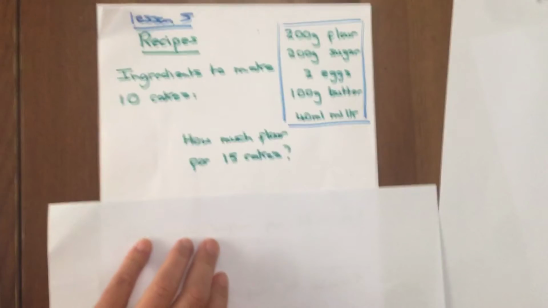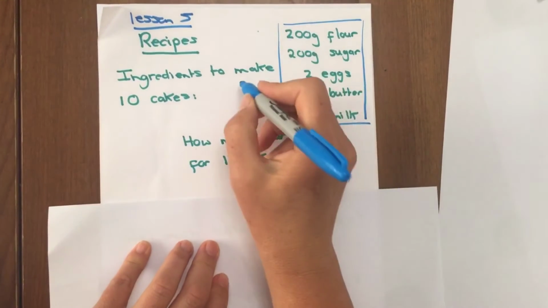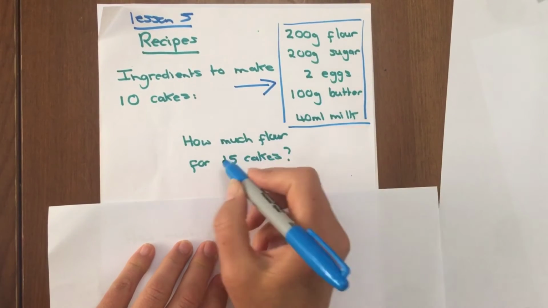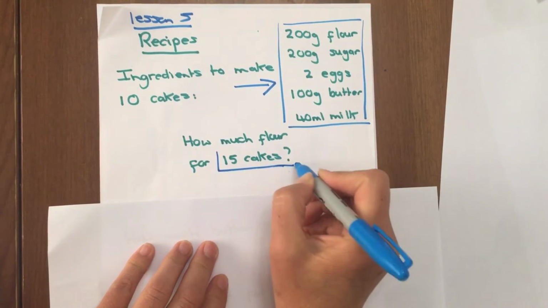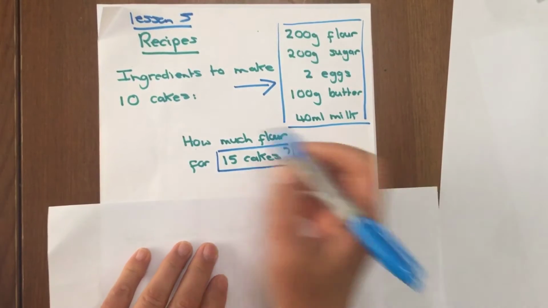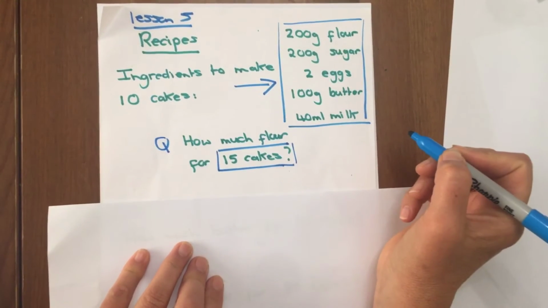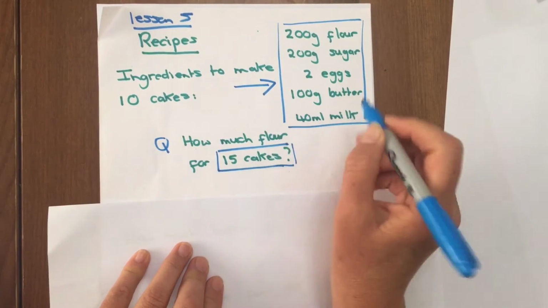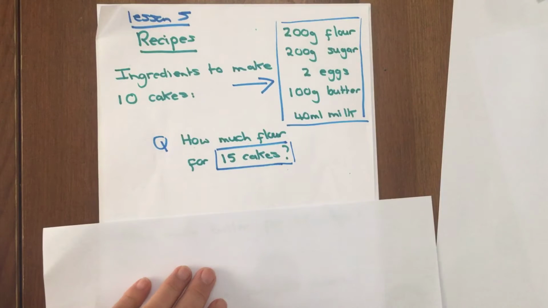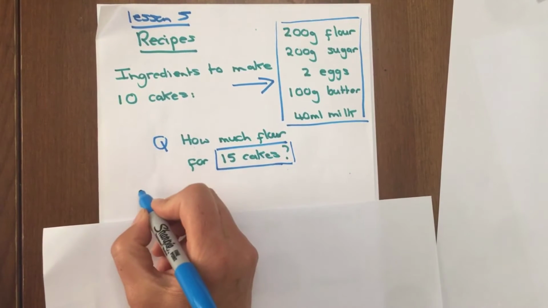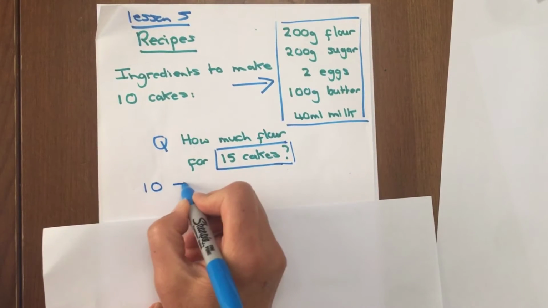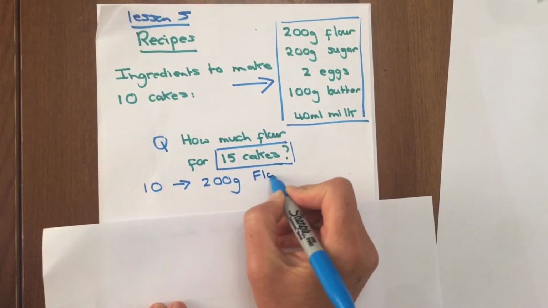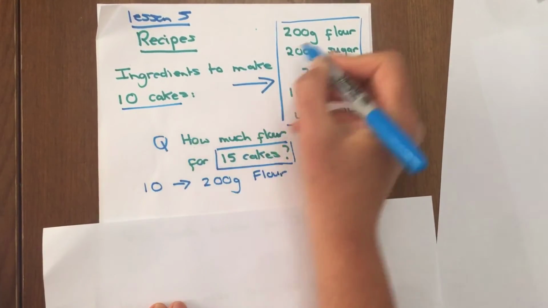Right, so if these ingredients here are enough for 10 cakes, what about if I wanted to make enough for 15 cakes? So here's my question. It's asking how much flour would I need? So for 10 cakes, I need 200 grams of flour. Yeah, that's what the recipe says. 10 cakes, 200 grams.